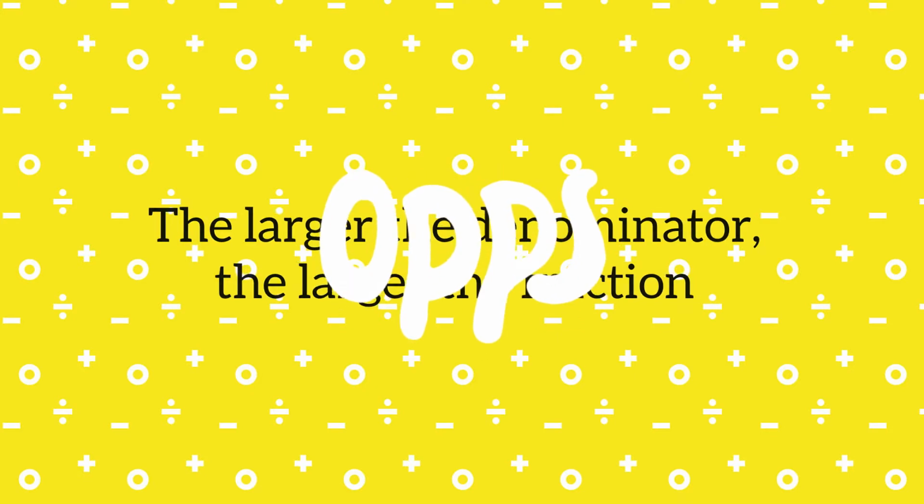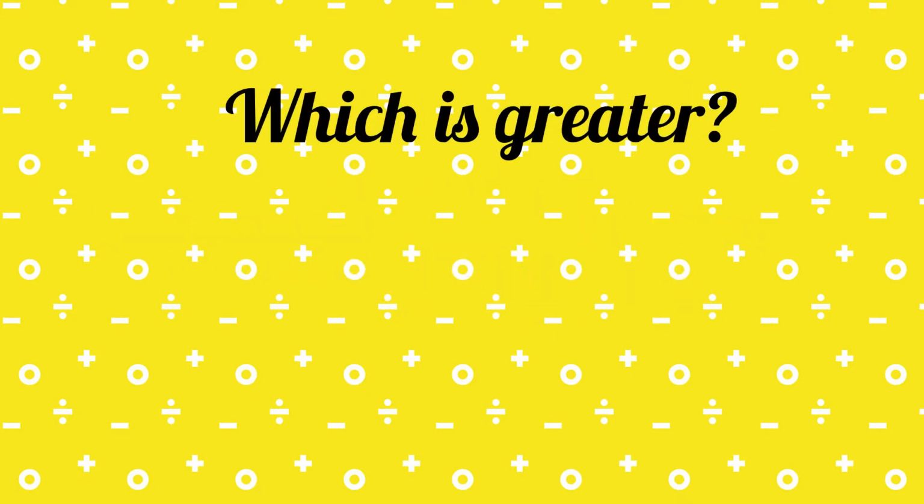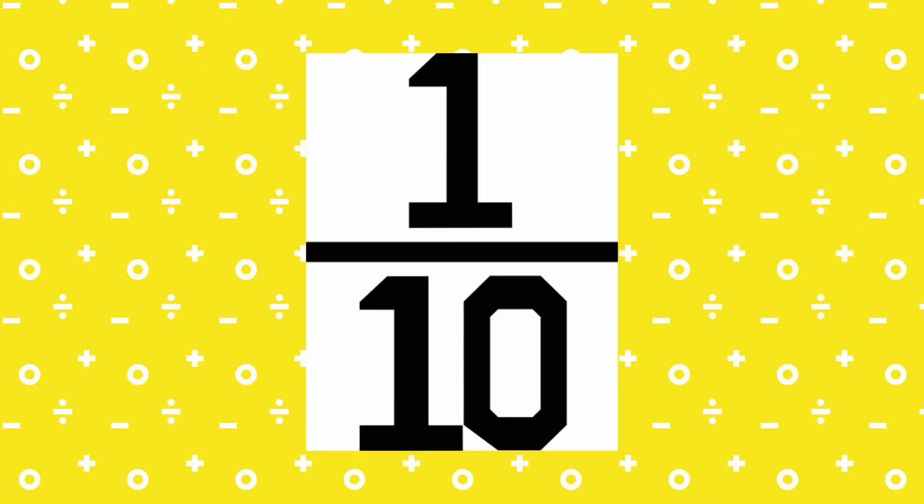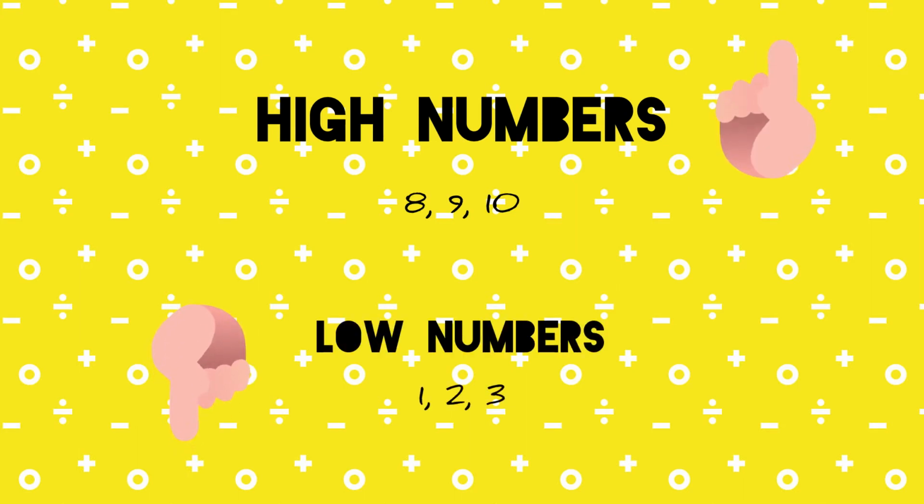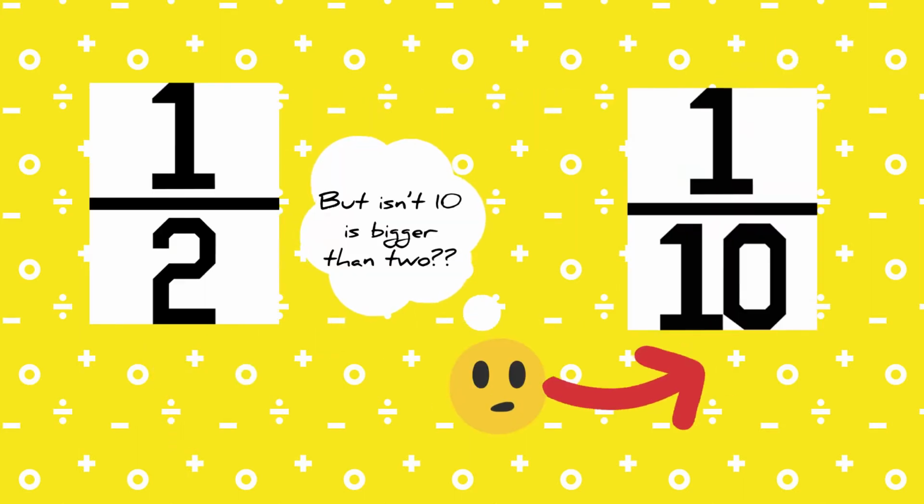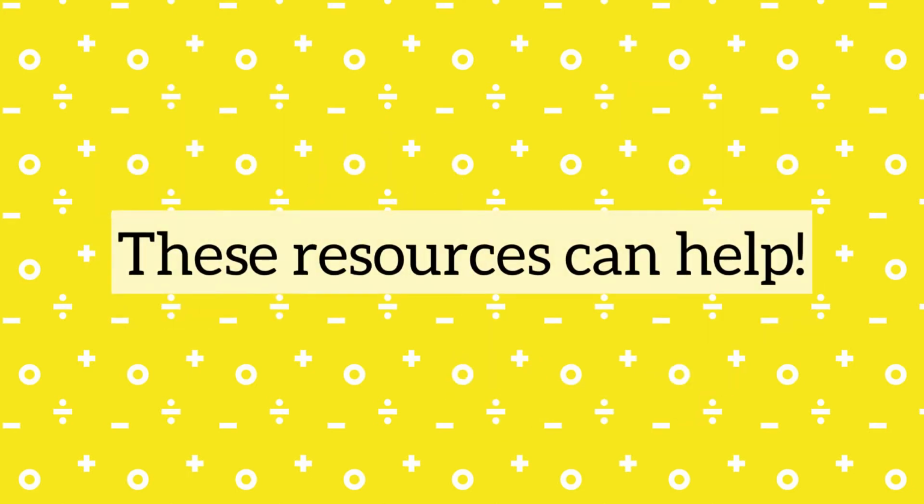For example, when asked which of these fractions is greater, 1/10 versus 1/2, they select 1/10. Their understanding is that high numbers are always greater than low numbers and sometimes find it difficult to accept the changes to this rule which occur when learning fractions. The following resources, when used appropriately, can assist with preventing or correcting this misconception from evolving.